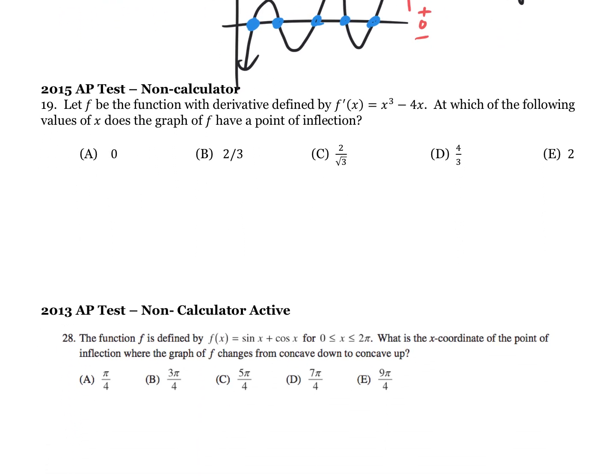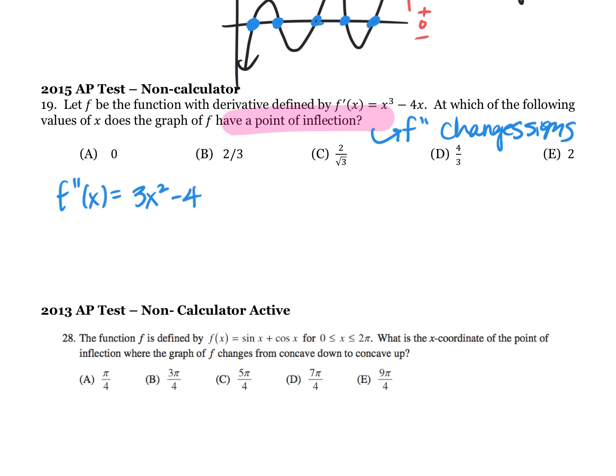All right. Okay, 2015, no calc now. It says, where does it have a point of inflection? And okay, a point of inflection is when f double prime changes signs. I should add that to my little chart here. Point of inflection, f double prime changes signs. Okay, so it says we need f double prime. What'd they give us? F prime. Let's go get f double prime.